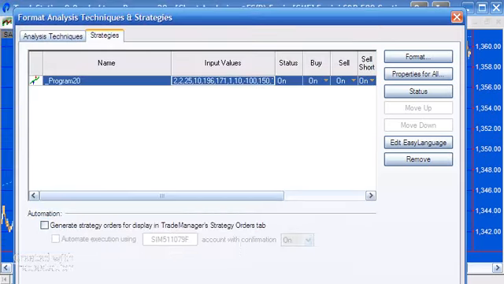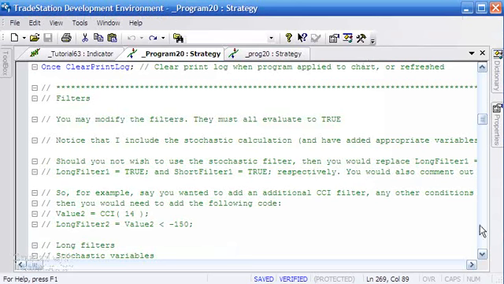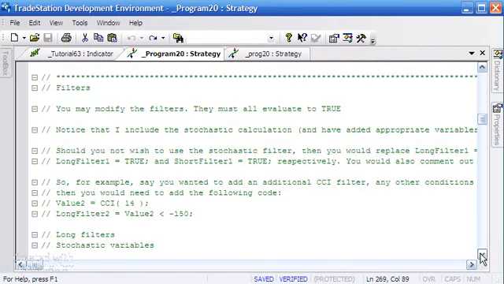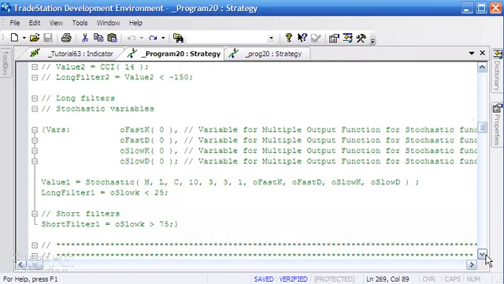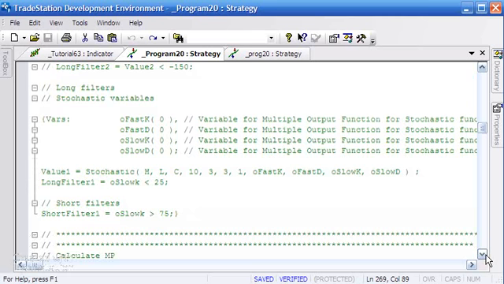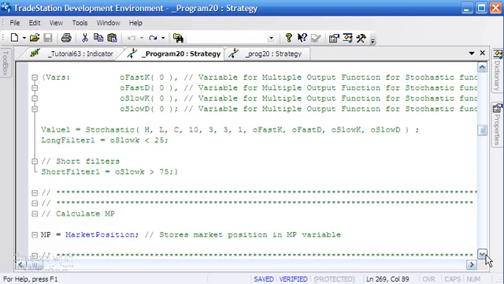Now, as I mentioned, you can set up some filters. These are all set to true initially, but you could, for example, set up a long filter based on stochastics, and I've included an example of that in the program itself. You can see it here. I've also referred to that on the program 20 page.